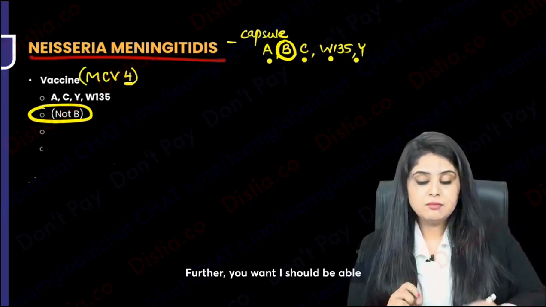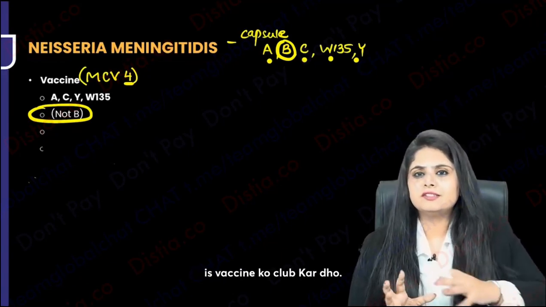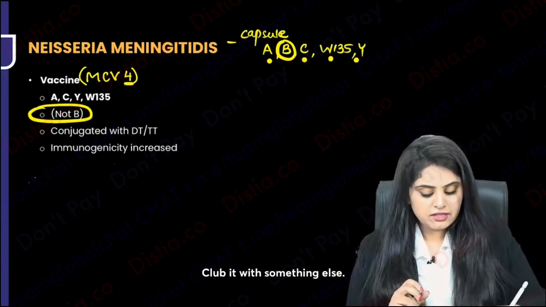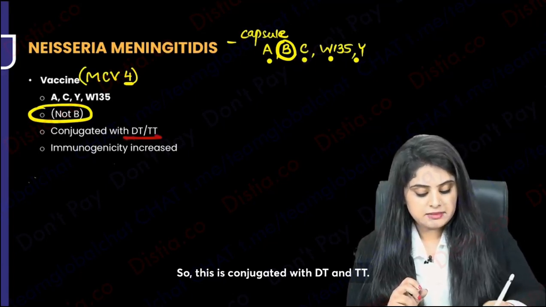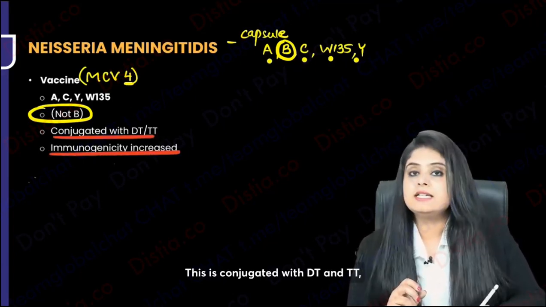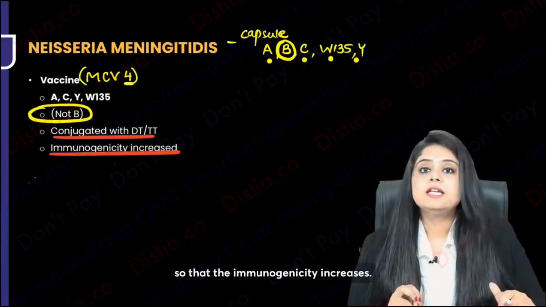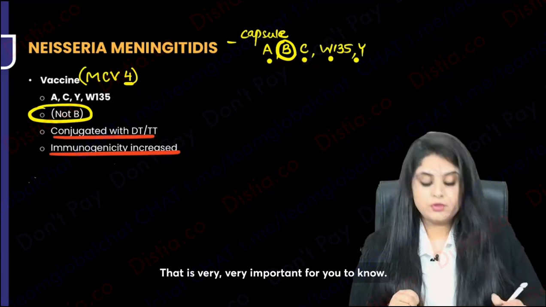Further, you want to enhance its immunogenicity. Club this vaccine with something else. So this is conjugated with DT and TT, so that the immunogenicity increases. That is very, very important for you to know, right?